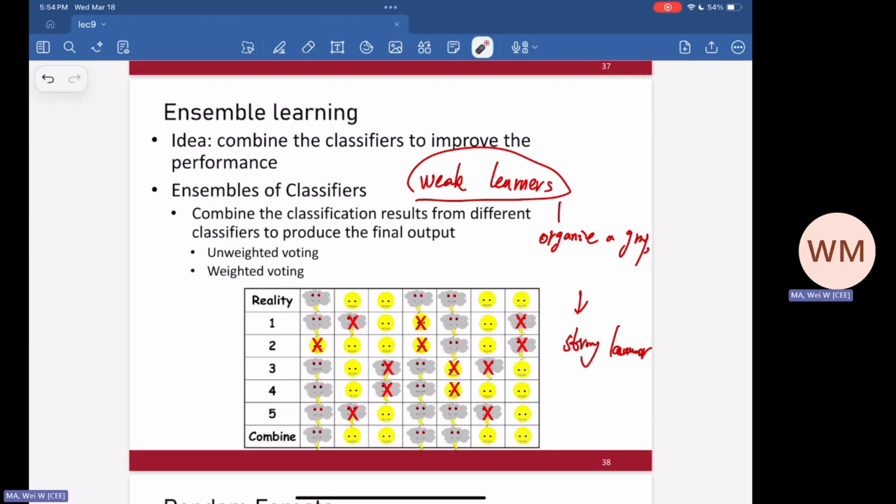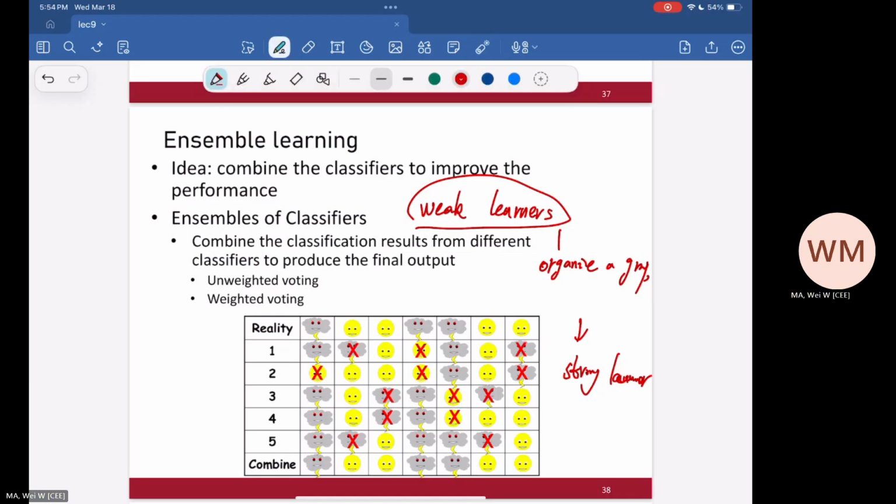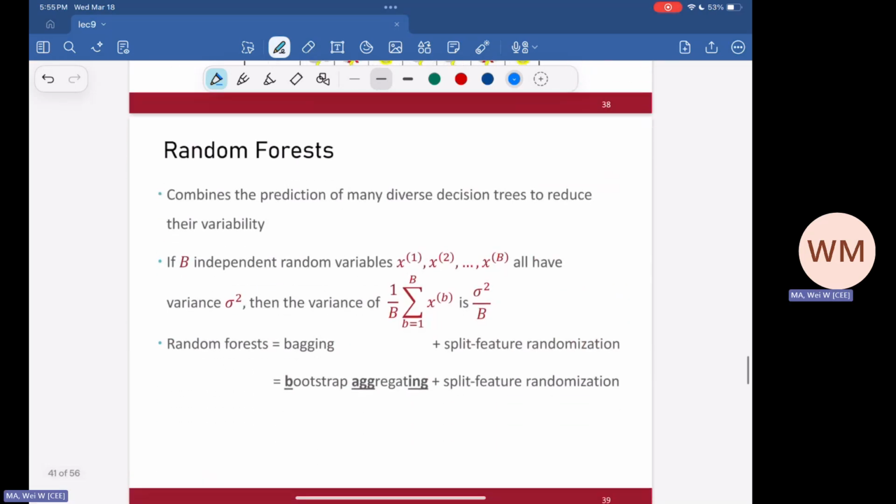Okay, so this is the idea of ensemble learning. Usually there are 3 different approaches. We call them bagging, boosting, and stacking. Okay, so these are 3 types of ensemble learning approaches. I think the most commonly used are bagging and boosting. So today I will just talk about bagging and boosting. Okay, so maybe I'll start with bagging.